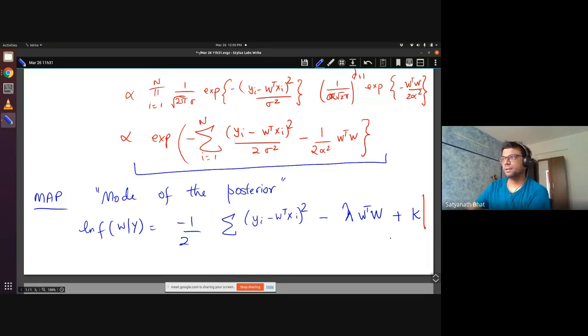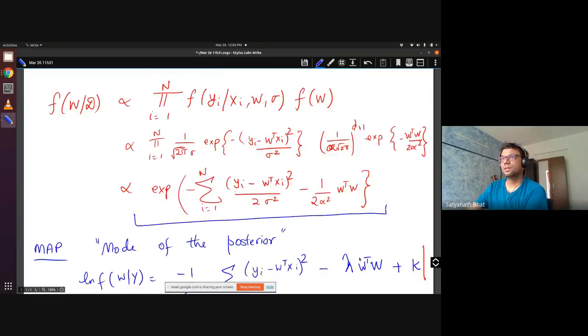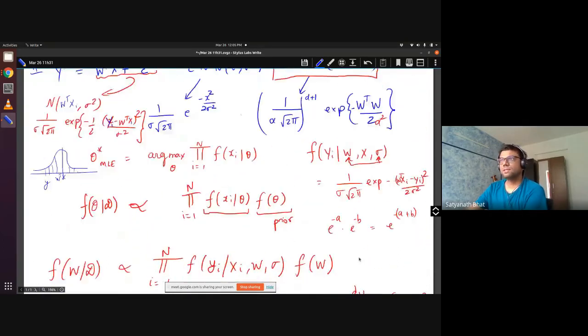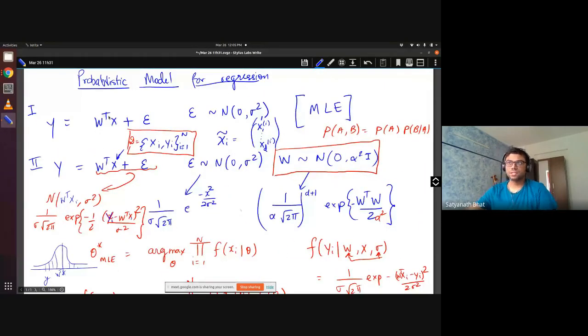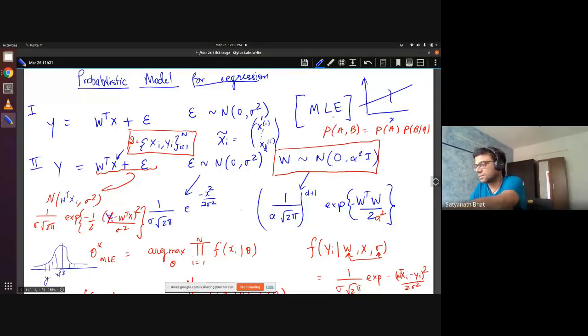So let me repeat so that all of you can understand. In the previous discussion, when we looked at the first probability model, we had some w transpose x plus epsilon. W is a fixed number. We don't know what it is. The epsilon is a small noise. The picture for that is a line like this, and at every x there is a small bump like this, which is a normal distribution.